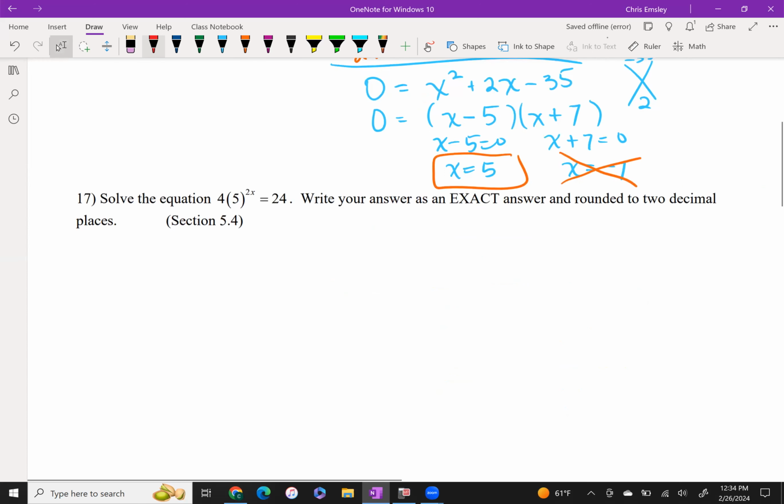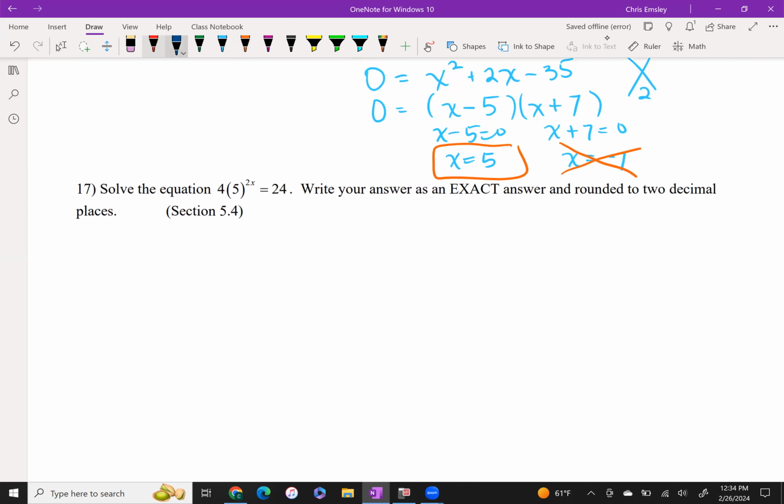Next one up, number 17. We want to solve this for x. We have a nice little exponential equation here. So if we're going to solve for that variable that's in the exponent, the first thing we need is for that part of the equation to be isolated. We need that part alone. So I'm going to divide both sides by 4. After I do that, I have 5 to the 2x equals 24 divided by 4 is 6.